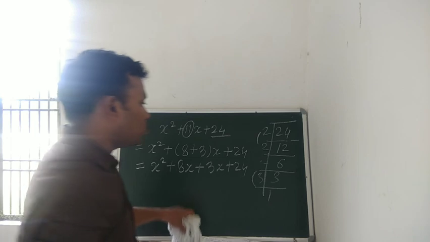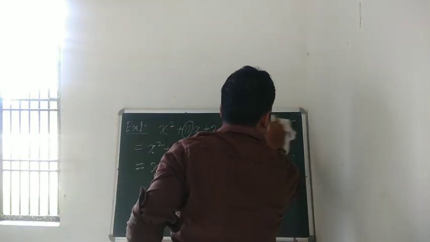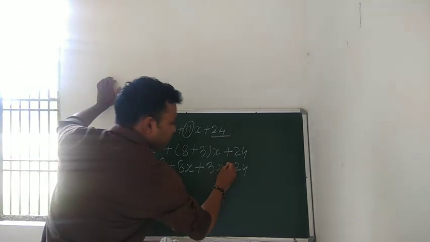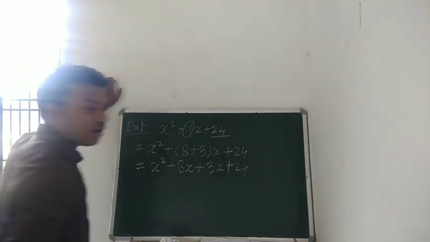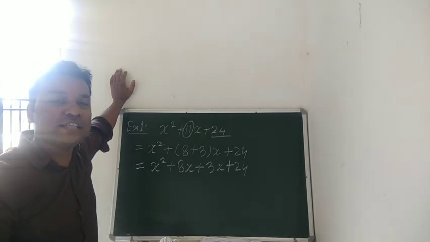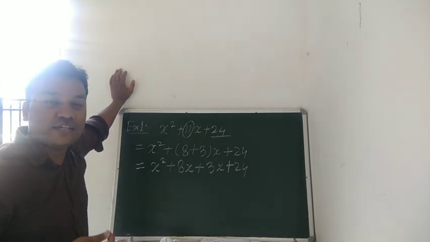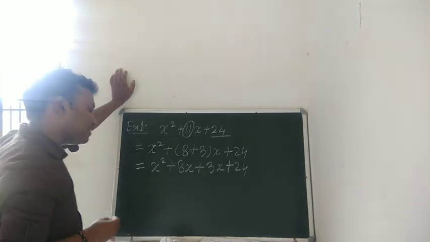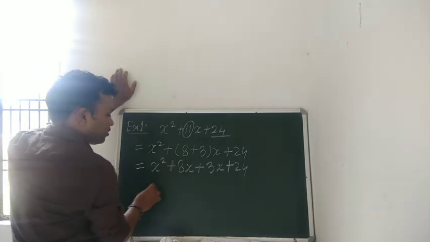Now this problem looks like the problem which we have studied in the previous class, in which we are given 4 terms and we have to arrange them so that we can get a compound factor as a common. The same thing we have to do here as well.